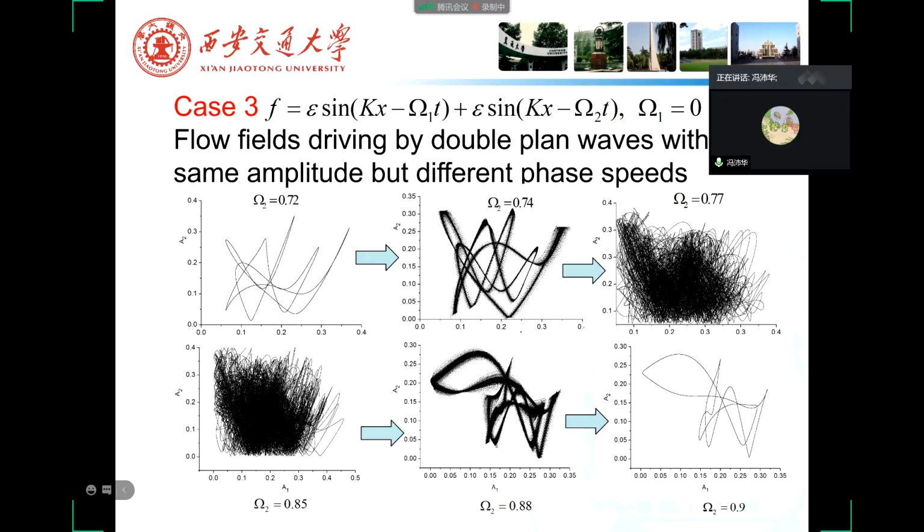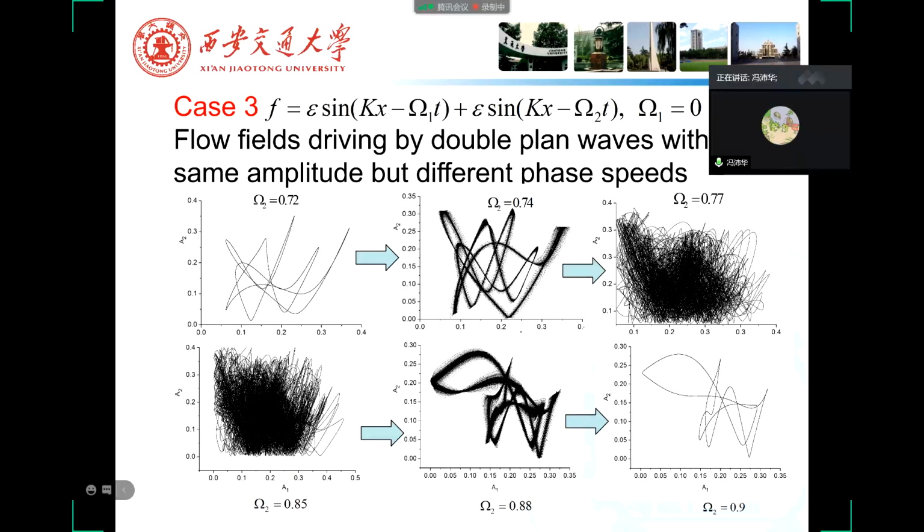And here in our study, omega 2 is the most important parameter. When we change omega 2 from a smaller value to a higher value, we discovered a very special phenomenon: the energy of the wave system goes from the periodic case to quasi-periodic motion, and at last it becomes chaotic motion when omega 2 equals 0.77.